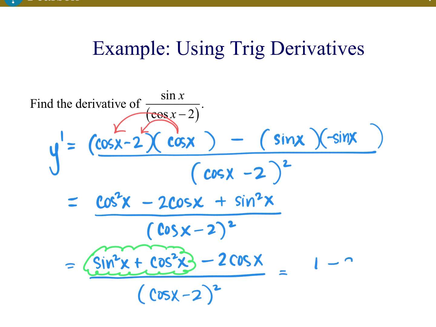So my numerator is 1 minus 2 cos x. My denominator is cos x minus 2 squared. And that's as far as you can take that. You can't take it any farther.